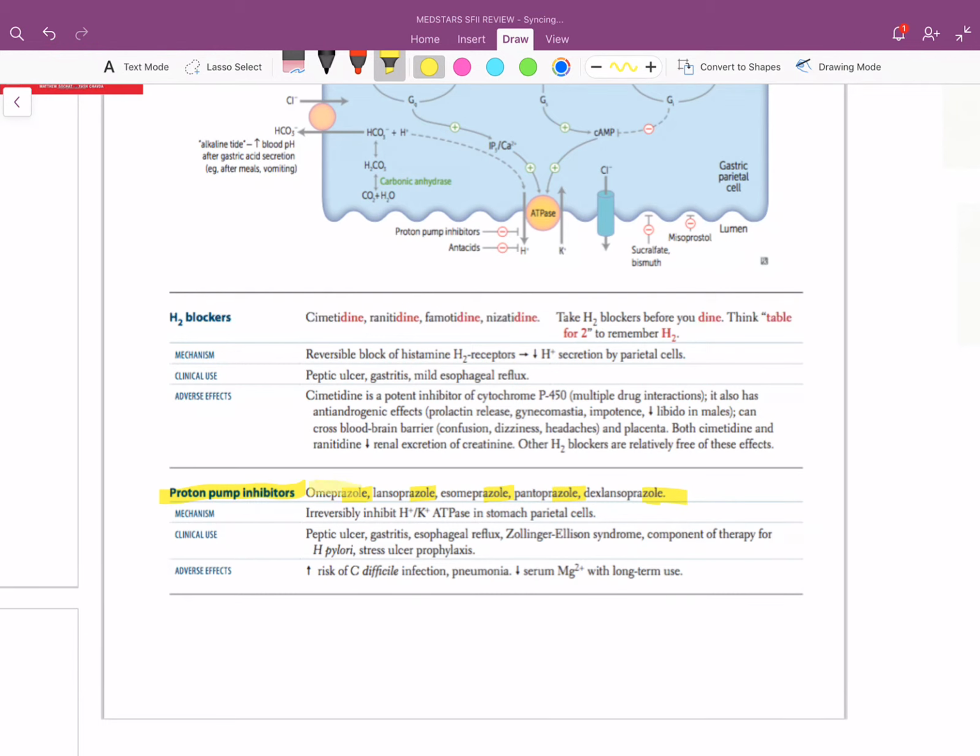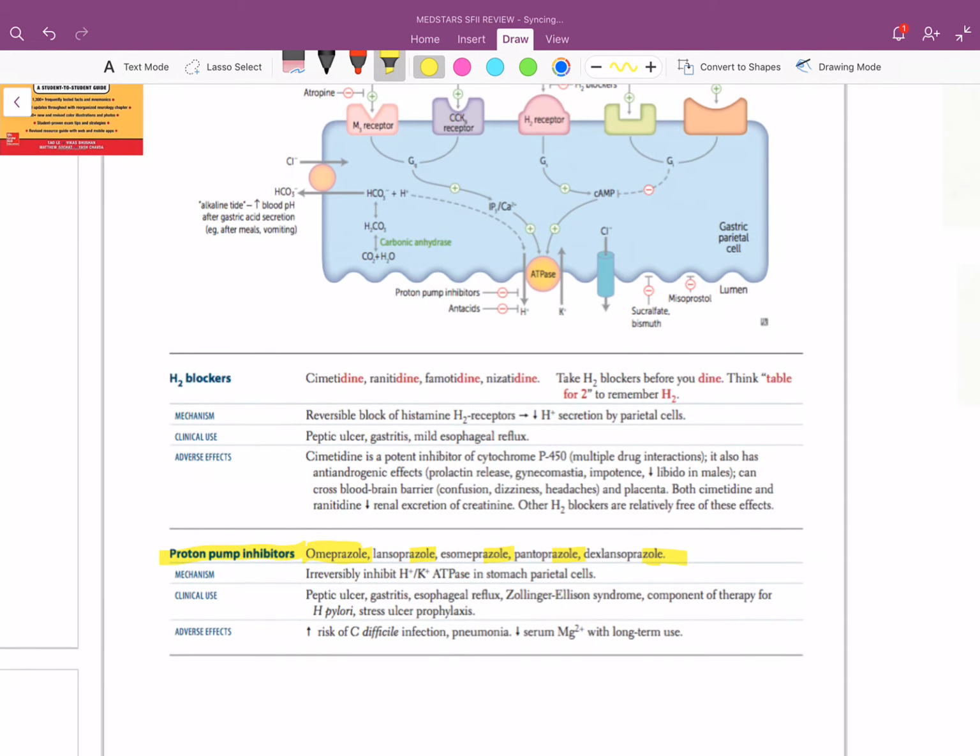-azole. So we're talking about omeprazole, which acts directly on the proton pump. So it stops hydrogen ion from being secreted and potassium from going into the cell. This is one of the best pharmacology to use for ulcers.